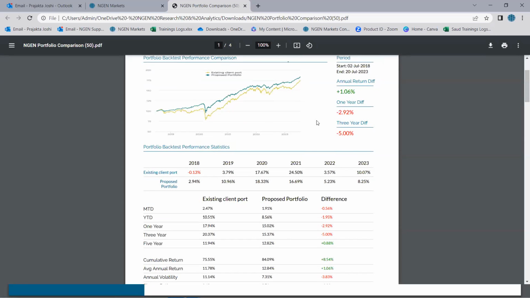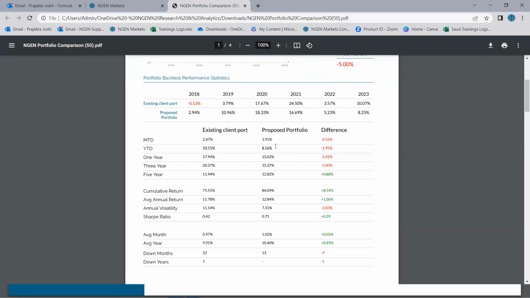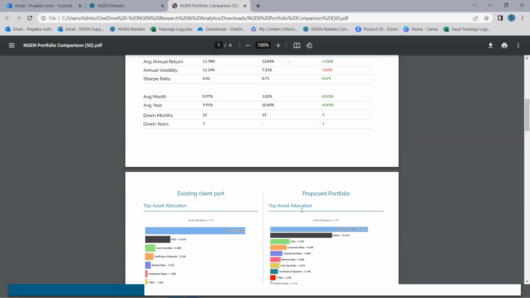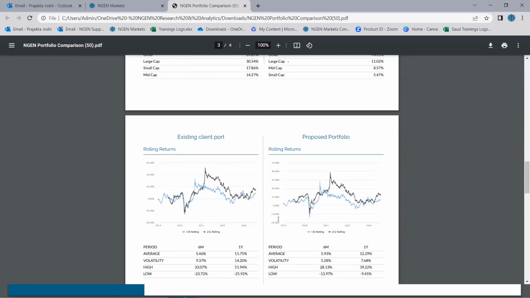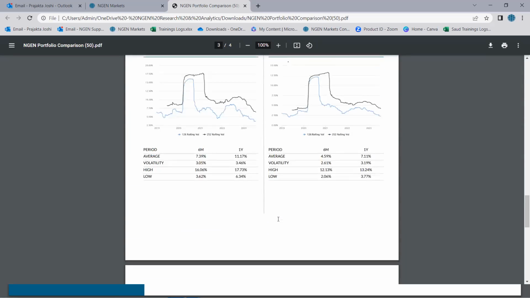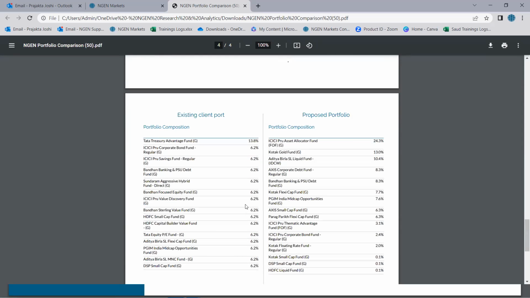These are the return differential statistics that we just discussed for the existing client's portfolio versus the proposed portfolio, the differentials between them, and their asset allocation differentials, all of that is highlighted. Once this analysis is done, the last page of this PDF will act like a proposal. Of course, as you can see, this is in percentage terms. This will help the client understand where the exposure is coming from in his existing portfolio versus what you are trying to propose.